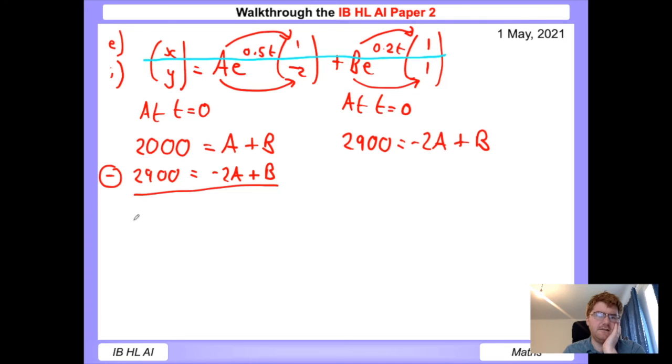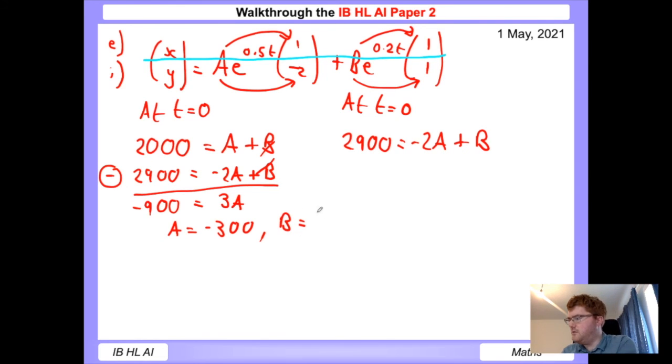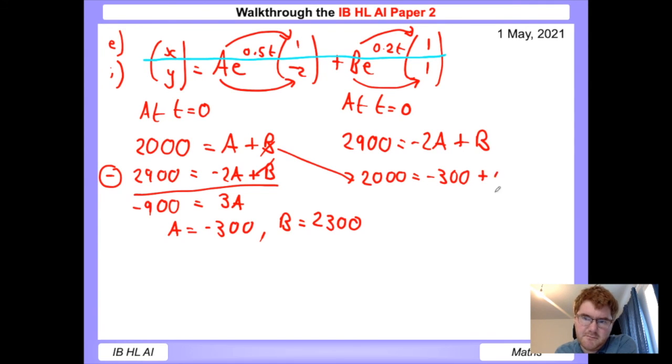So if we do that, we get minus 900 equals 3a, and this cancels, so then we get a is minus 300. And if a is minus 300, we can substitute into anything here, but I think we can see that b needs to equal 2,300. We get that from just substituting in here, so we get 2,000 equals minus 300 plus b, and solving. So that's fairly straightforward. So we then get our values for a and b.